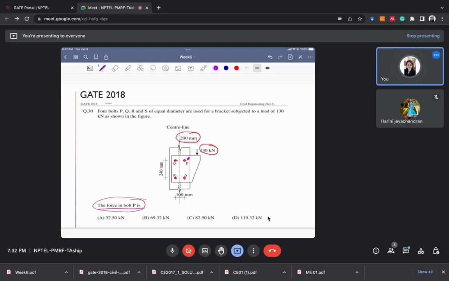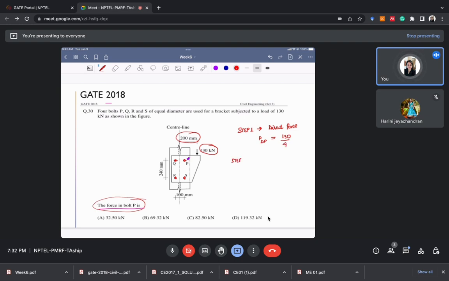Very similar question. Here also we'll follow the same 4 steps. What was our step number 1? Step number 1 was direct force calculation. What was the formula for direct force calculation? Let's say in this question we need to calculate force in bolt P. So we can write it PDP. You can name it any way you want. So direct force in bolt P: the formula will be applied load, that is 130 kilonewton, divided by number of bolts. What are the number of bolts here? 4, right? So step 1 is same.